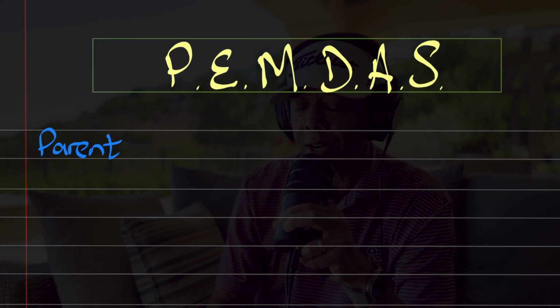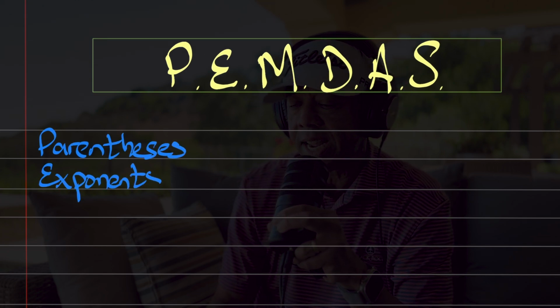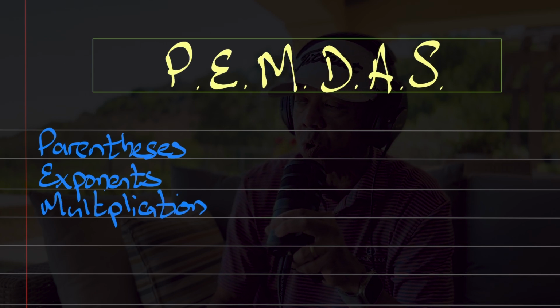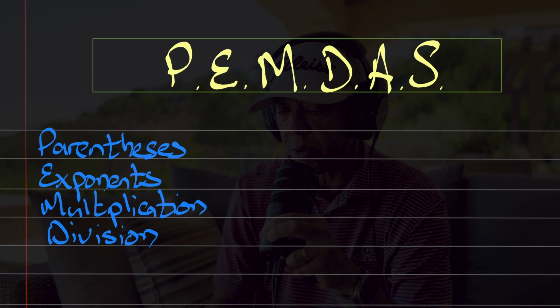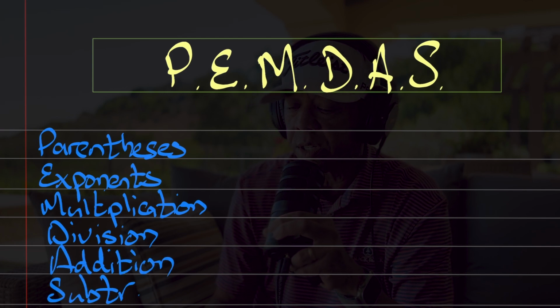So PEMDAS is an acronym. An acronym is made up of letters that each stand for a different word. Basically, it's to help us remember the order in which we compute the operations: parentheses, exponents, multiplication, division, addition, and subtraction.